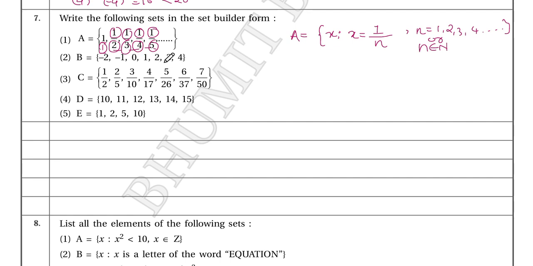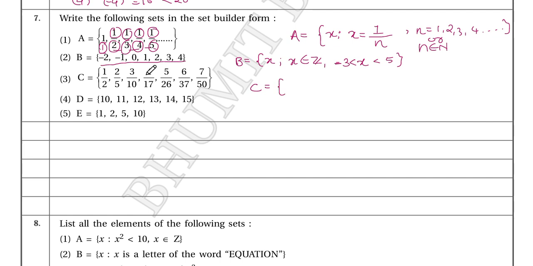Now look at the set B. In set B it is nothing but just the integer numbers between -3 and 5. So set B we can write as x such that x belongs to integers Z, and -3 less than x less than 5, between -3 and 5, where -3 and 5 are not included here. Okay, then look at the set C.